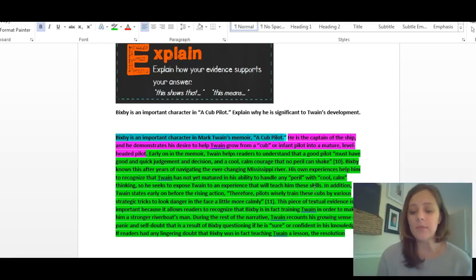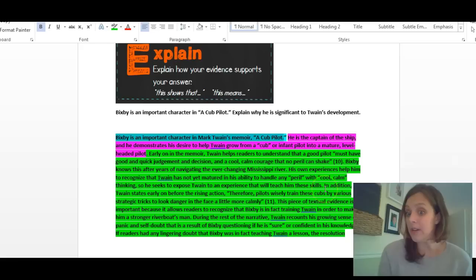All right, so notice that I'm using a little bit of summary in my explanation. I've used a couple words directly from the quote again to really show the reader that this is coming from that quote I just pulled. He wants to expose them to peril. He wants to make sure that Twain is going to stay cool and calm, but he recognizes that Twain is not there yet.